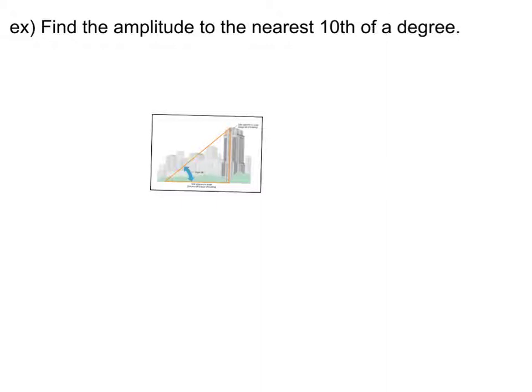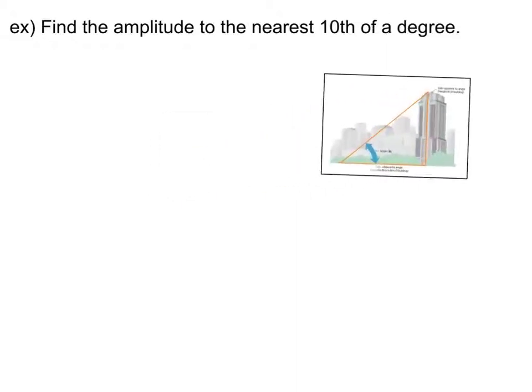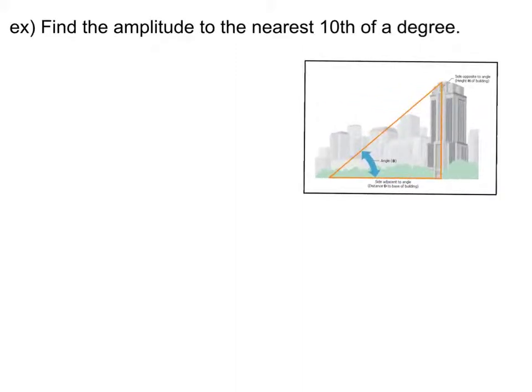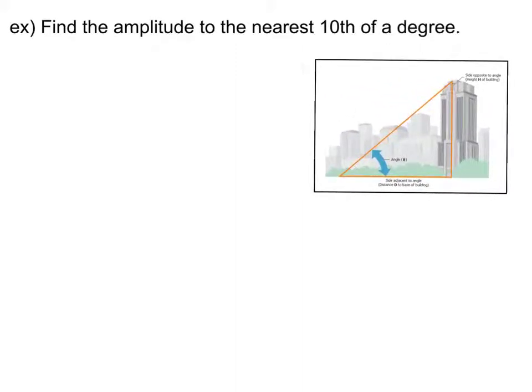Let's try this one out for size. Now, this example doesn't deal directly with vectors, but it's an application that we're going to be using in a couple days. So work with me. Find the amplitude to the nearest tenth of a degree. If you remember, the amplitude is right here. It is this angle that we're directing our view up. That would be the direction, the angle. That's your amplitude. We've got to find that angle.